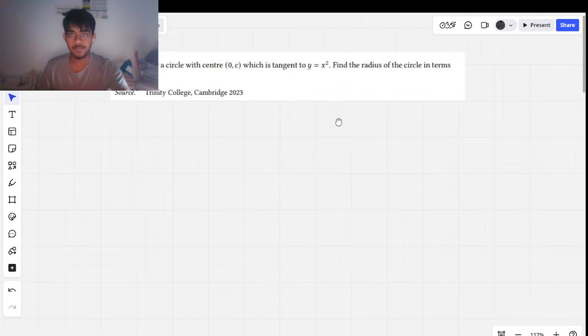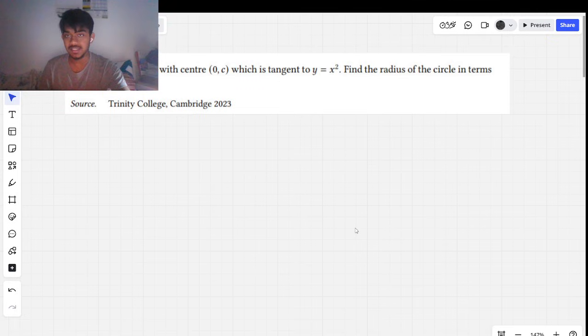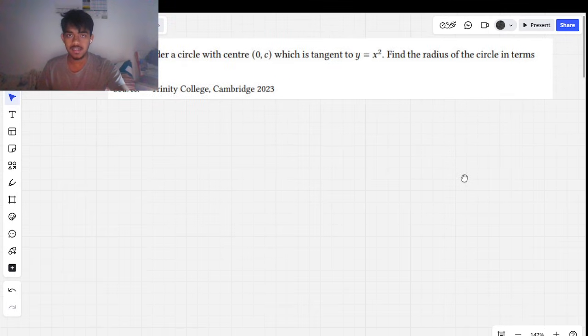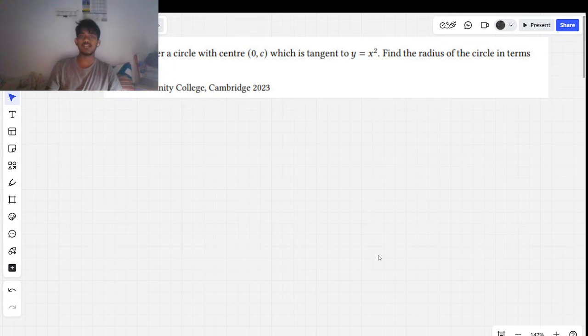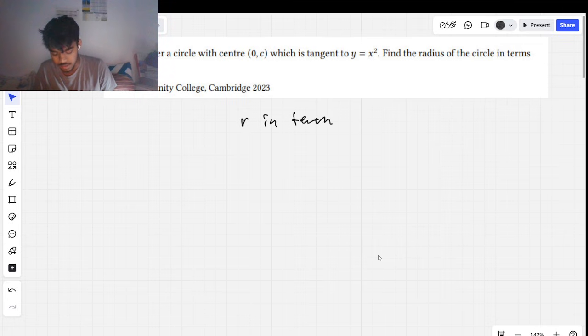So, consider a circle with center (0, c), which is tangent to y equals x squared. Find the radius of the circle in terms of c. So the important thing to note is that we want r, which will be my radius, in terms of c. Okay, so I think a sketch might actually help. That's the first thing I'm going to do.